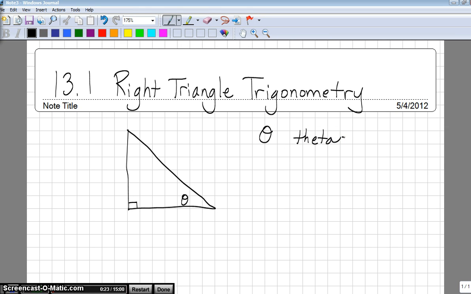The side opposite theta would be here. The side adjacent to theta would be here. And the hypotenuse is always the longest side of a triangle, which is opposite the right angle.